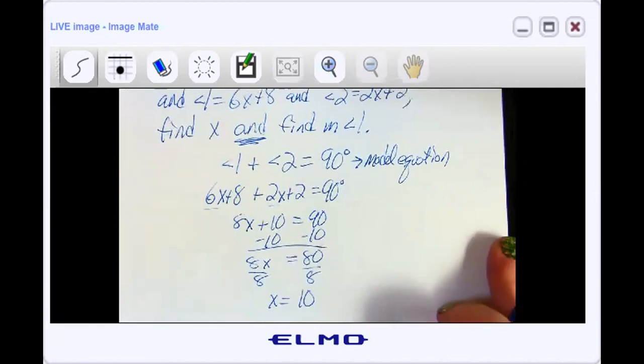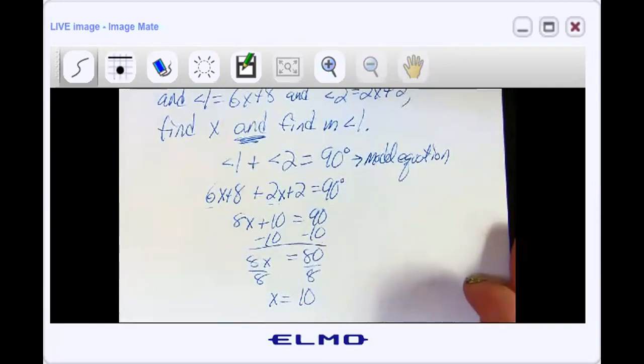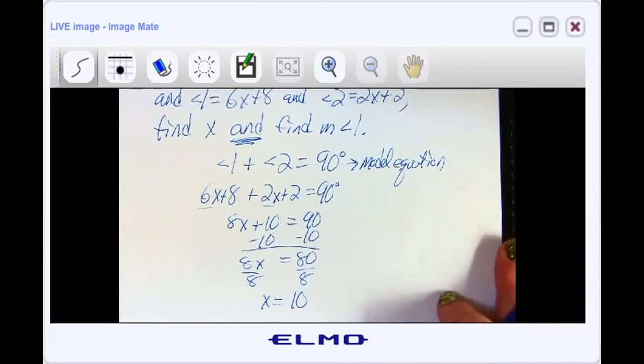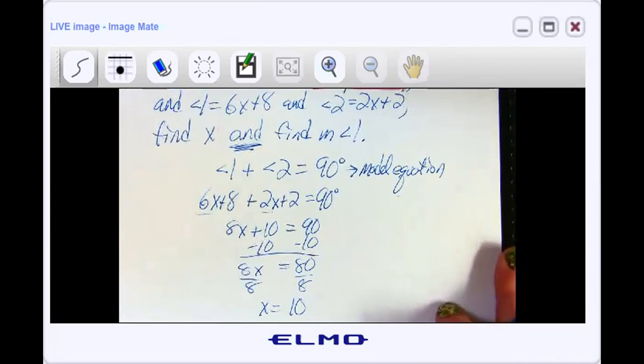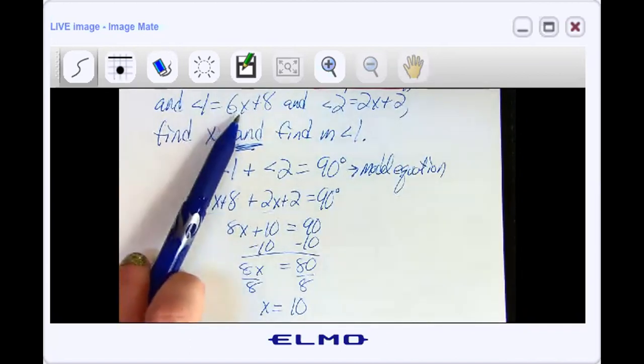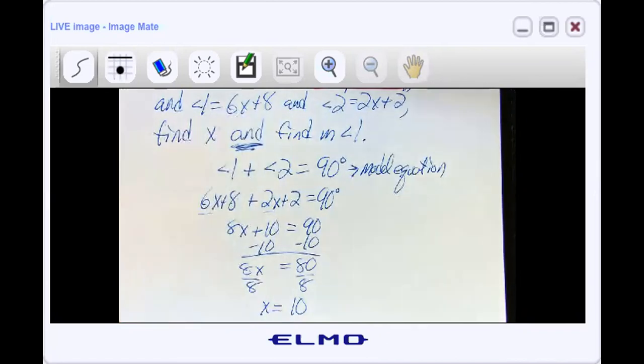All right, so there is the answer for the first part. They asked me to find x. X is 10, great. But now they added the second part. They want to know what the measure of angle 1 is. Well, luckily, it's really not that hard because now that I know that x is 10, I'm just going to pop it back in. 6 times 10 is 60 plus 8. That means angle 1 is just 68 degrees. That's it.